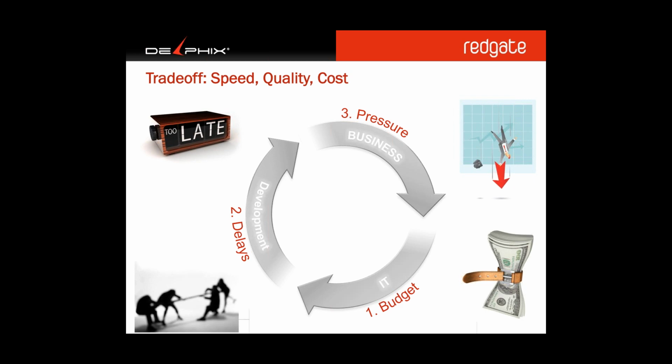And as those projects are delayed, the applications that the business depends on to generate revenue to actually pay for those IT budgets becomes delayed. So with this reduced revenue, the business has a harder time paying for those IT budgets, which in turn puts more pressure on IT. So it becomes a bit of a vicious circle.